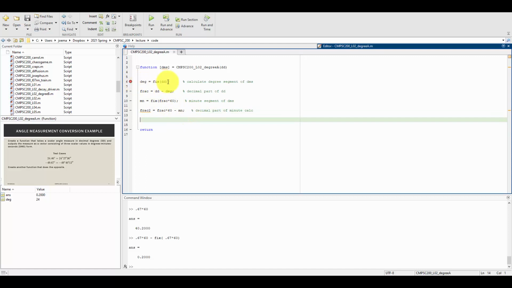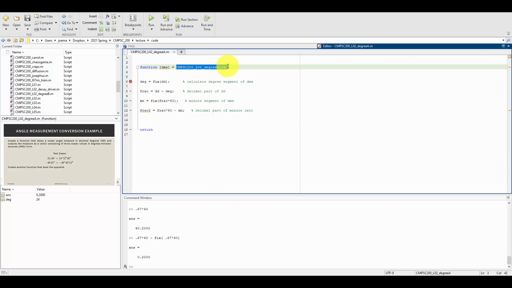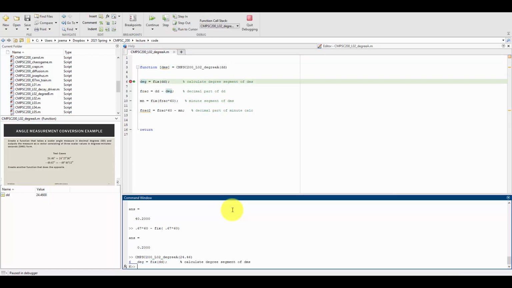Okay, so let me just see how it's working so far. I'm going to do a little bit of debugging. I'm setting a breakpoint so I can step through this one line at a time. I'm going to call my function with the first test case, 24.46, to see how it's working. I'm going into my function. The breakpoint stopped at line 6 as it should. So I can keep track of my workspace. DD came in as 24.46, that first test case. So that's good. I'm going to do a step.